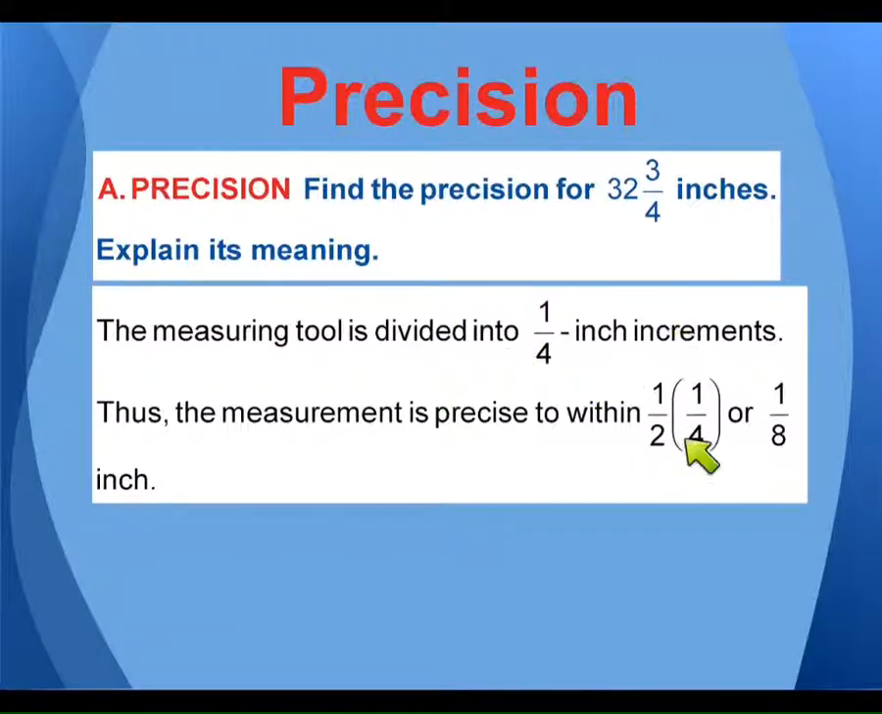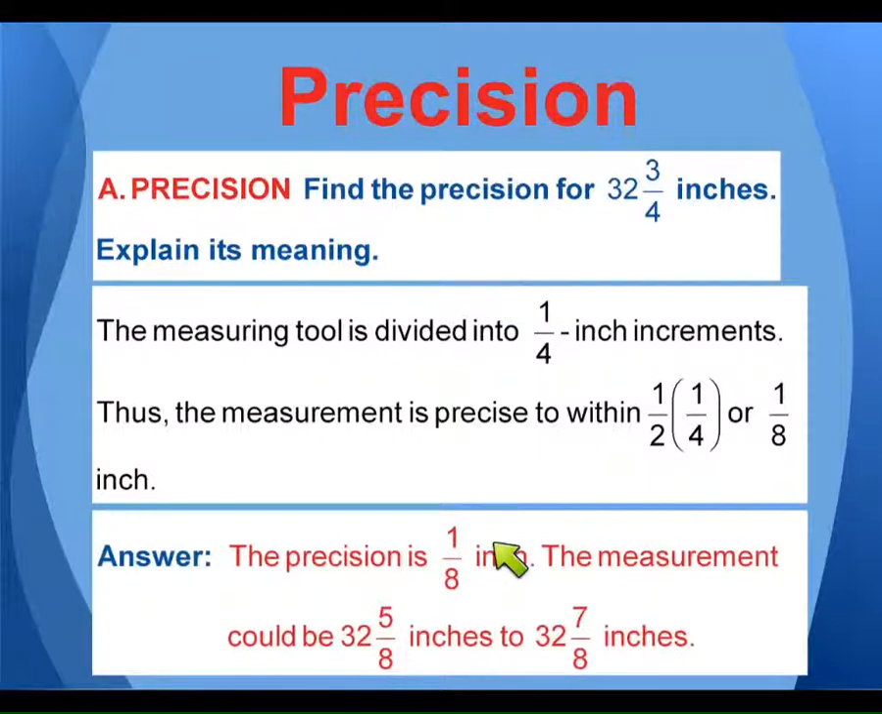So we always take the smallest unit of the measurement and we take half of it, because we want the range to be half of a unit. Okay? So we take 1/4, because that's the smallest unit, times a half, which is 1/8. So the precision is 1/8. The way you find the precision is you always take the smallest unit it's divided into and take a half of it. So the measurement itself is going to be precise between 32 5/8 and 32 7/8.